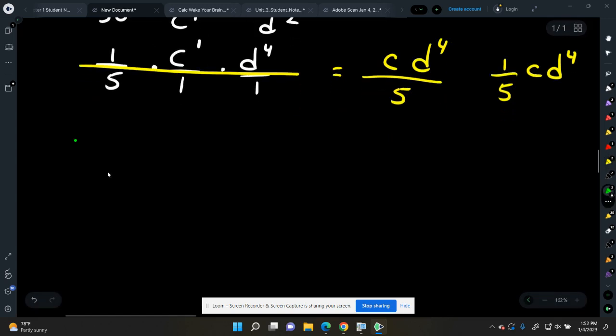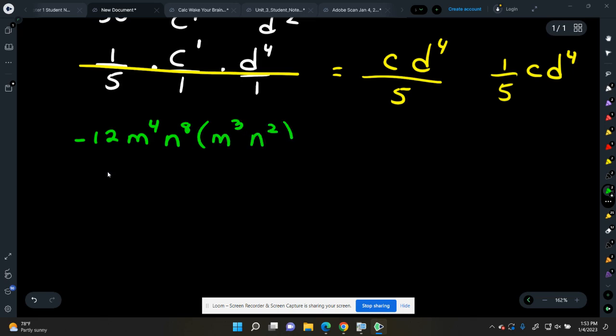Okay, we have negative 12 m to the 4 n to the 8 times m to the third n to the second over 36 m to the third n. What should we do?